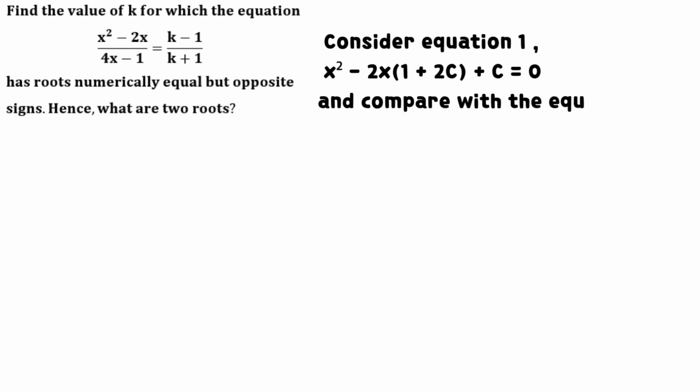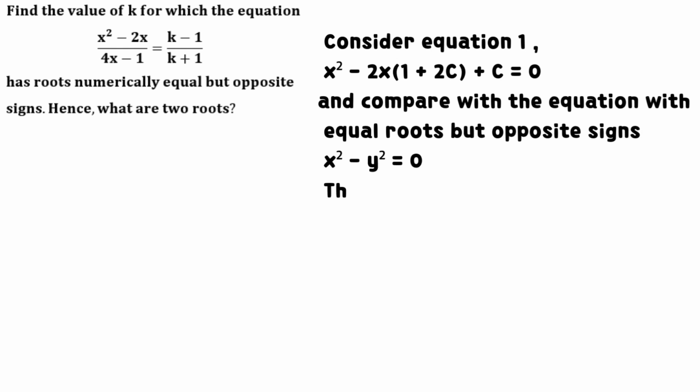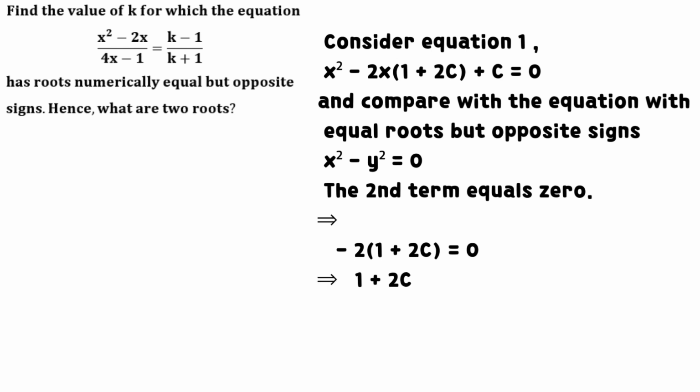Consider equation 1 we obtained earlier: x squared minus 2 times the product of x and the sum of 1 and 2c, plus c, equals 0. Compare with the equation with equal roots but opposite signs: x squared minus y squared equals 0. The second term equals 0 because its coefficient is equal to 0. It follows that negative 2 times the sum of 1 and 2c equals 0. Solve for c. We have that c equals negative half.